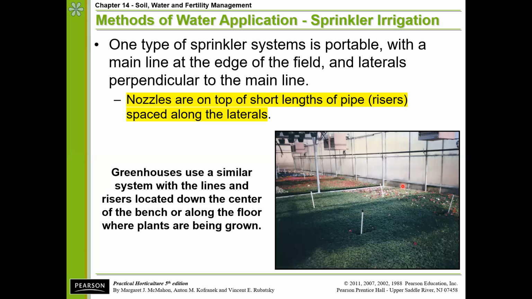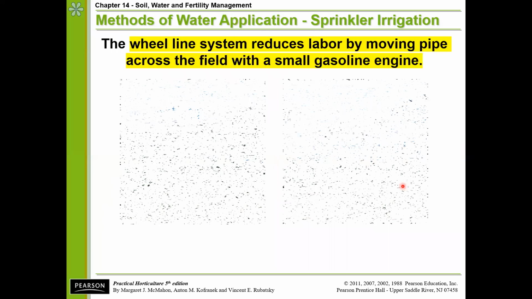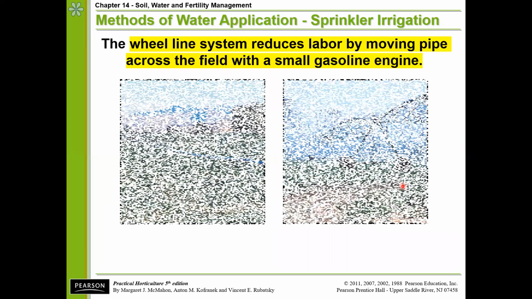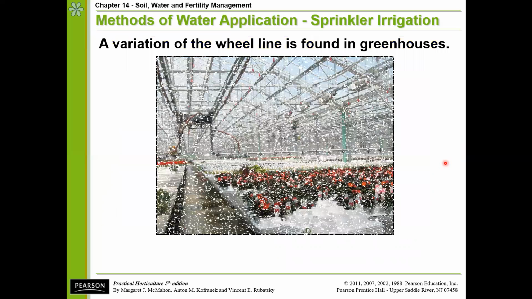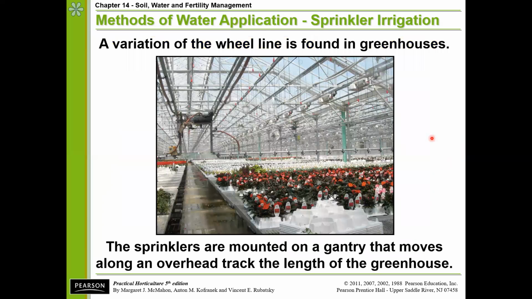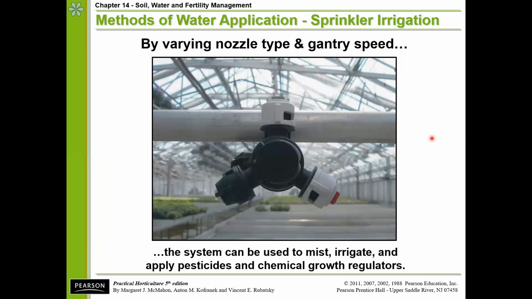So many different types of overhead irrigation. I think we looked at these before. You see these a lot in the western states. Wheel line assembly, basically these are sprinklers that are just mounted on some sort of axle, and then we have it propelled by an engine, so it's moving across the field. There's a variation of that in greenhouses with basically an overhead boom system that runs the length of the greenhouse and emits water based on a variety of emitters.